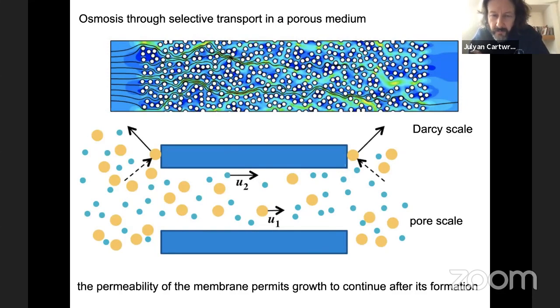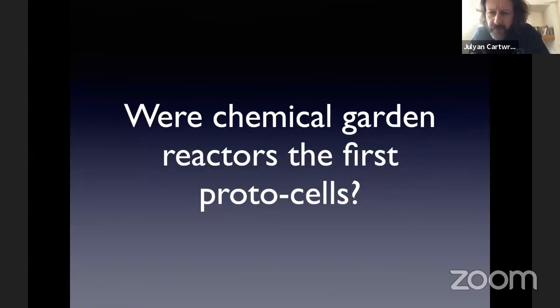And so this means that we now get into this sort of physics, so the physics of porous membranes, which takes you through to an interesting part of fluid mechanics. And one can study, in fact, people are studying this sort of fluid mechanical systems. From the point of view of my talk today, the question is, were these chemical garden systems, reactors, the first proto-cells?